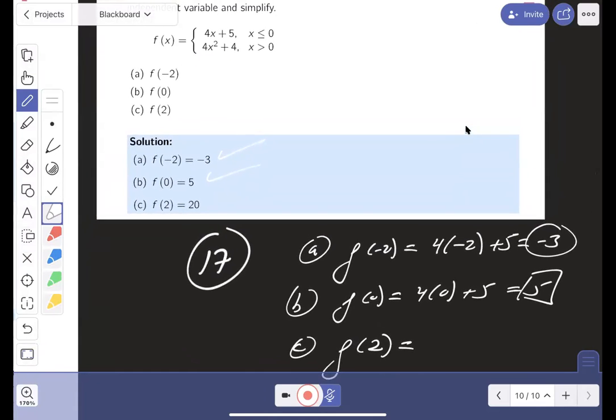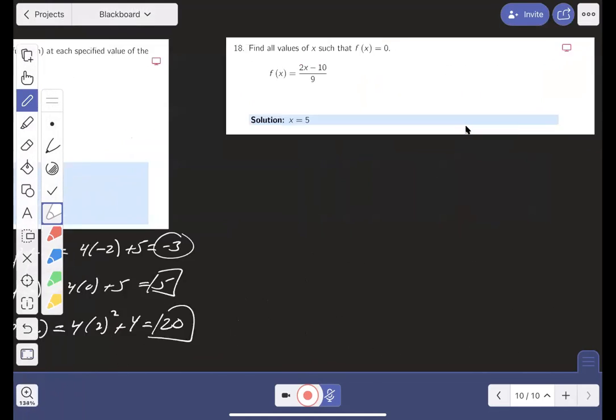Which one of these two would allow you to touch the number 2? Let me just point that out to you. It's this one. So it's going to be 4x squared plus 4. And that's going to be what? Well, 2 squared is 4. 4 times 4 is 16. 16 plus 4 is 20.